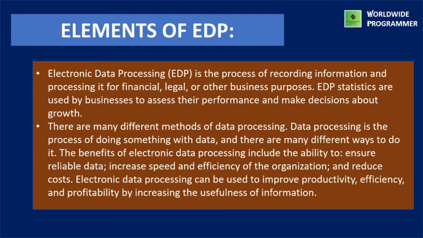We talk about elements of electronic data processing or EDP. Electronic data processing or EDP is the process of recording information and processing it for financial, legal or other business purposes. EDP statistics are used by businesses to assess their performance and make decisions about growth. There are many different methods of data processing. Data processing is the process of doing something with the data, and there are many different ways to do it.